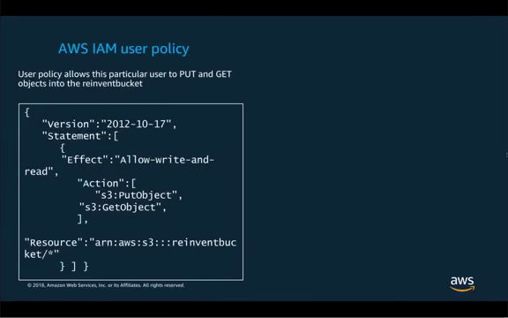So here's an example of an IAM user policy. This policy is hanging off a particular IAM principal or a user. And as you can see in this example of the IAM user policy, the principal is implicit. This is because you attach the policy to a particular principal. This particular policy allows this particular user to put and get objects into the reinvent bucket.